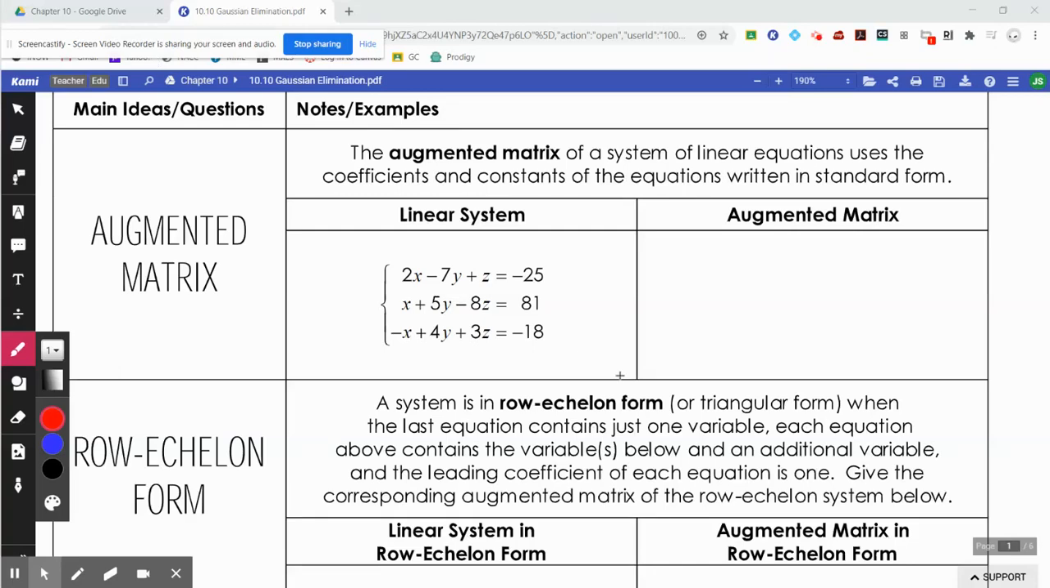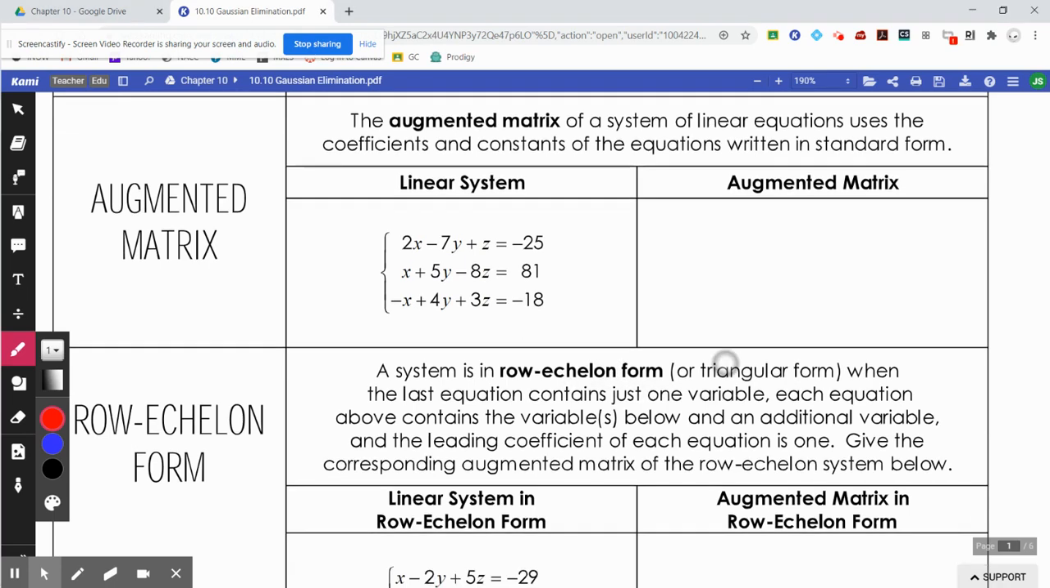Okay, our next method for solving systems using matrices is called Gaussian elimination, and it involves an augmented matrix. An augmented matrix of a system of linear equations, by definition, uses simply the coefficients and the constants. And we're going to write it here in a standard form.